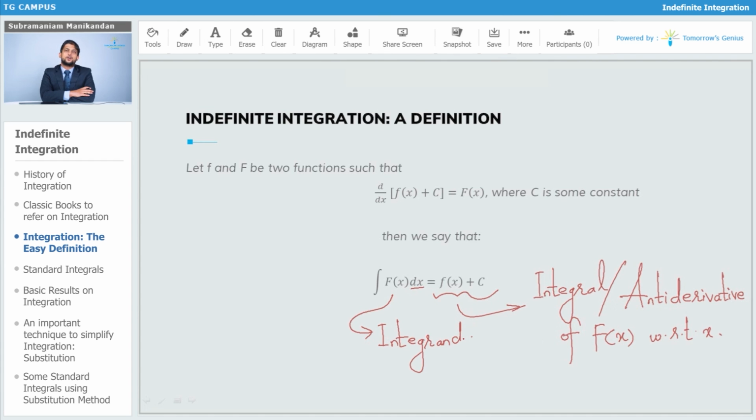Now, in light of this definition, it's obvious to ask whether we have some standard integration formulas, just the way we have some differentiation formulas. The answer is yes, we do have what we call standard integrals, which are basically derived by reverse engineering the standard derivative formulas. Want to see how they are? Let's go ahead.